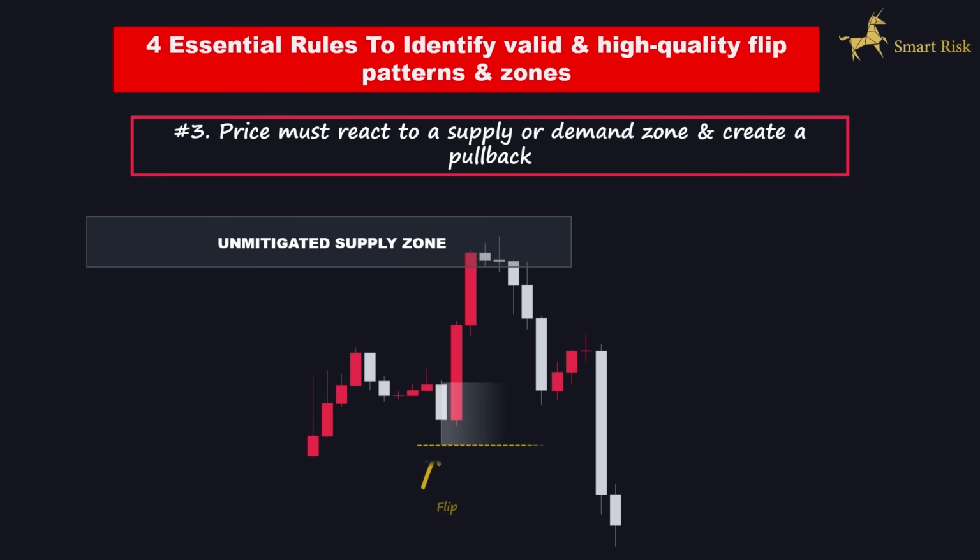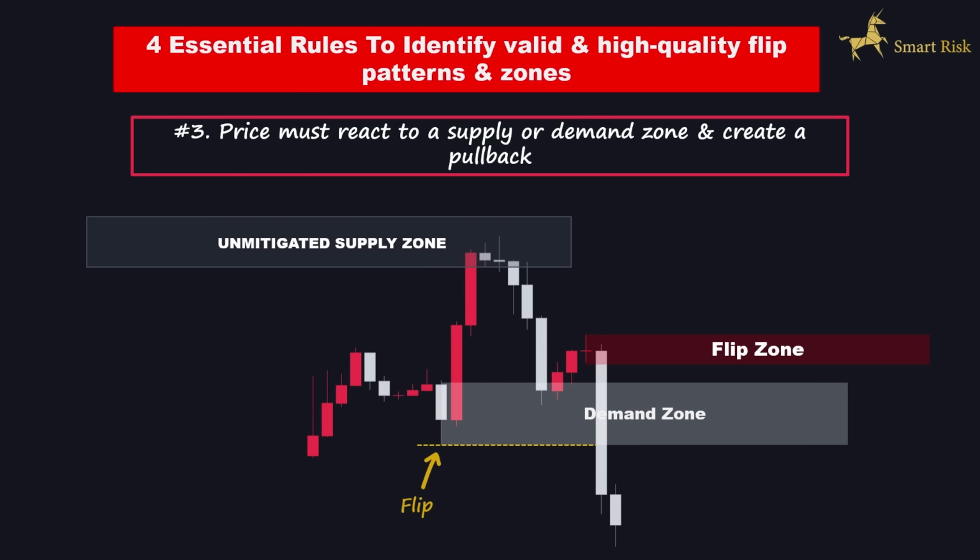Rule number 3 states that, for a valid flip pattern to occur, the price must react to a supply or demand zone and create a pullback before breaking through them. If the price does not create a pullback or show any reaction, then it cannot be considered a flip pattern.